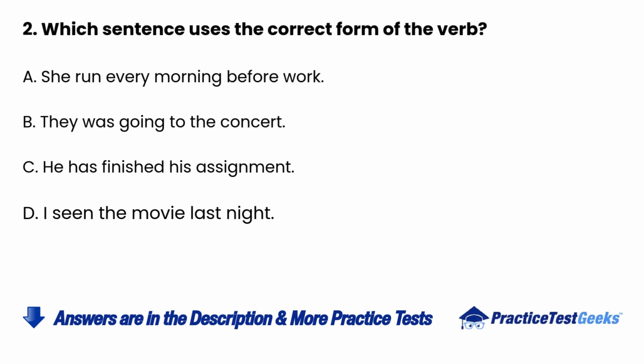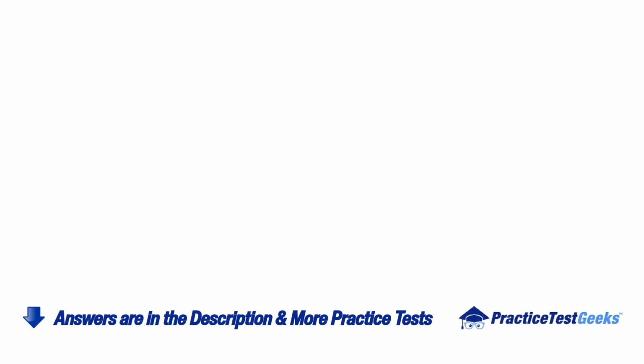2. Which sentence uses the correct form of the verb? A. She ran every morning before work. B. They was going to the concert. C. He has finished his assignment. D. I seen the movie last night.